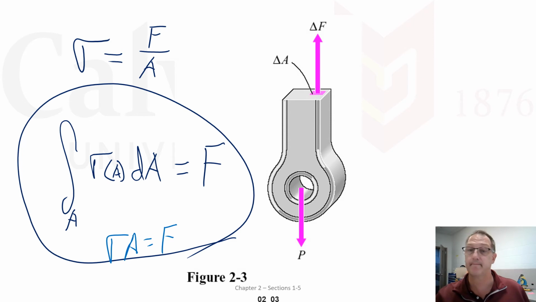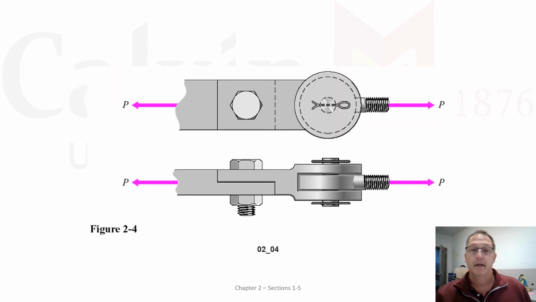Next slide. Next kind of stress. This is shear stress.